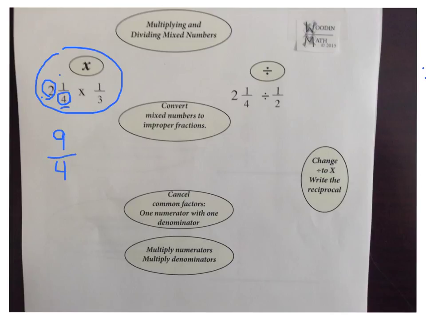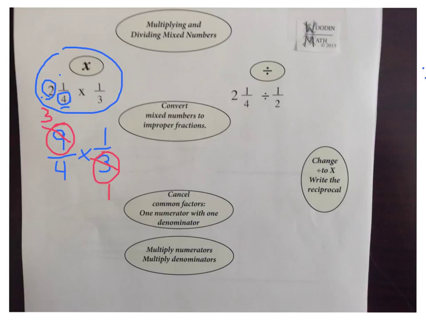9/4 times 1/3. The next thing we're going to do is to try to cancel or simplify these fractions before we multiply them. Just like you would reduce a fraction or simplify a fraction, you would find a common factor to both the numerator and the denominator. Well, we're going to do that, and we're going to select one numerator and one denominator that have a common factor of 3. Then ask yourself, how many 3's? Well, there's one 3 here in 3, and there are 3 3's in 9.